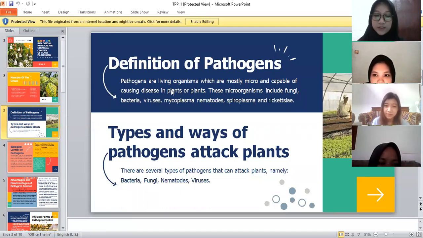Definition of pathogens. Pathogens are living organisms which are mostly parasitic and capable of causing disease in plants. These microorganisms include fungi, bacteria, viruses, mycoplasma, nematodes, spiroplasma, and Rickettsia. Types of pathogens that attack plants: there are several types of pathogens that can attack plants, namely bacteria, fungi, nematodes, and viruses.